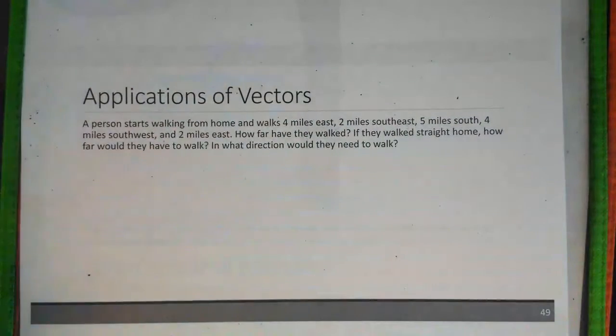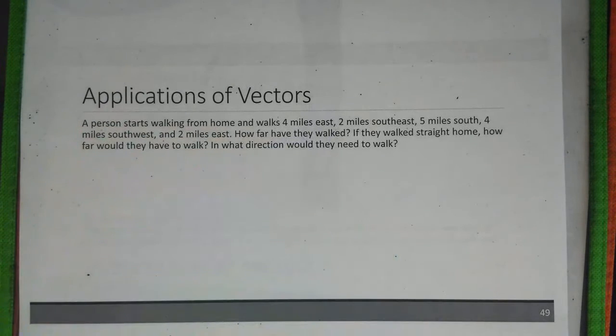First up, a person starts walking home and walks 4 miles east, 2 miles southeast, 5 miles south, 4 miles southwest, and 2 miles east. How far have they walked? If they walked straight home, how far would they have to walk? And in what direction would they need to walk? There's a lot going on with this problem, but let's start with the first question because I bet you can do that. We want to know, how far have they walked?